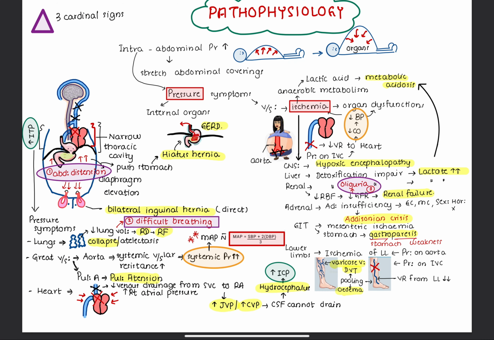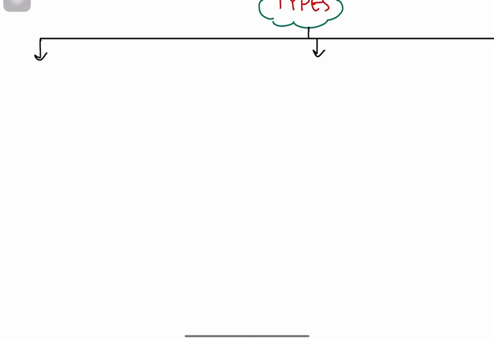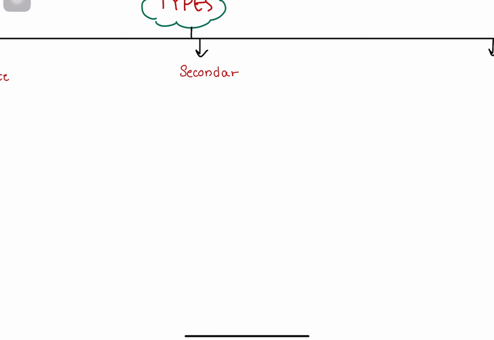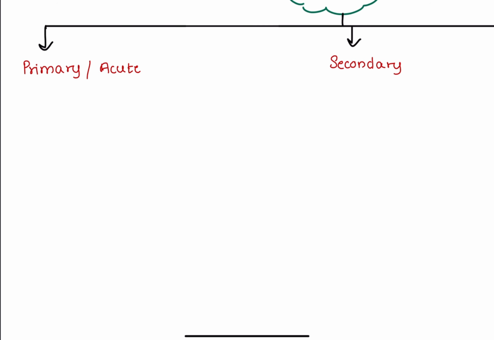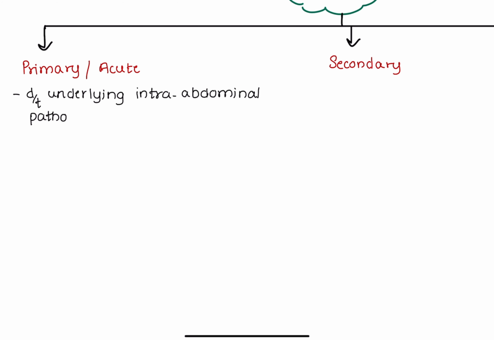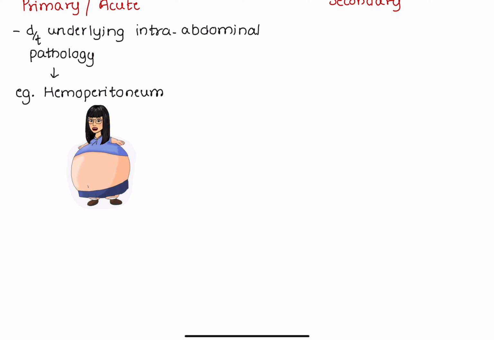Abdominal compartment syndrome can be divided into three types: primary or acute, secondary, and chronic. If it occurs due to underlying intra-abdominal pathology, it is called primary or acute. Sudden accumulation of any kind of fluid inside peritoneal cavity may contribute to acute abdominal compartment syndrome, most commonly the blood. Any abdominal trauma or injury to the abdominal organs account for hemoperitoneum.